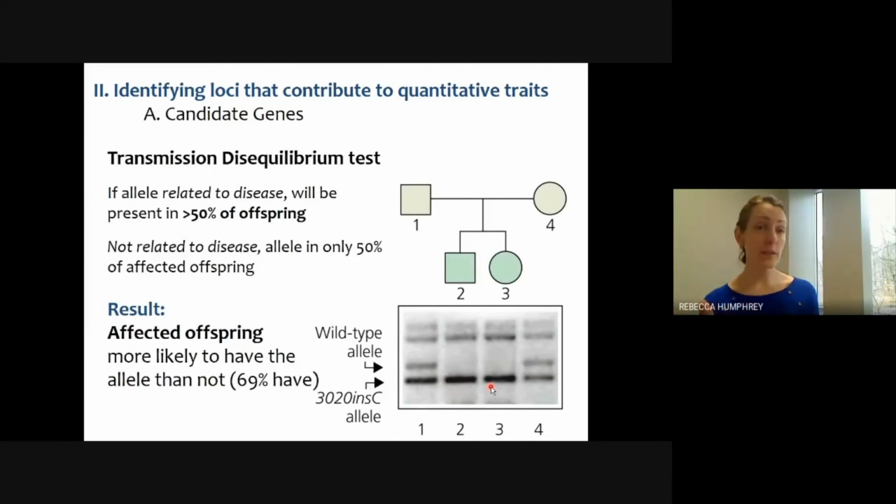Right, so the results of this study show that there's a greater than 50% chance of having the allele, a 69% chance. So among the affected offspring who have heterozygous parents, we would expect 50% of them to have this allele if there was no association. We see that 69% of them have the allele, which tells us that there is an association between this allele and developing Crohn's disease. It's not 100%.